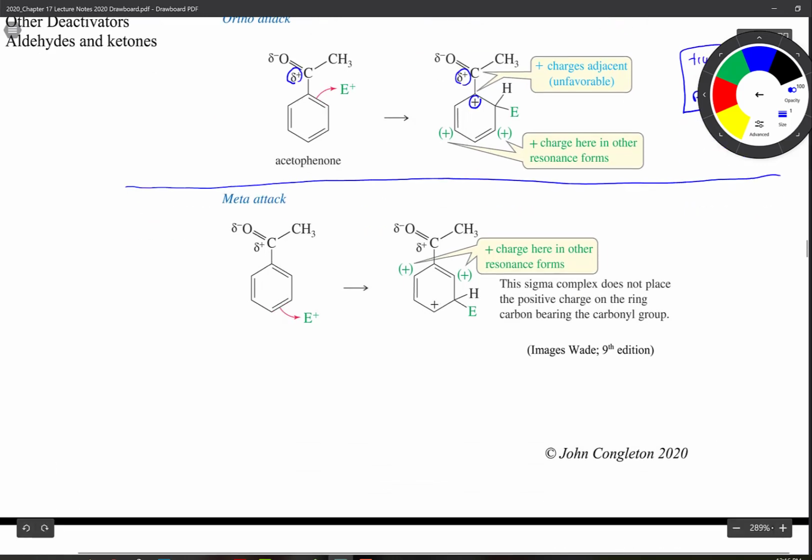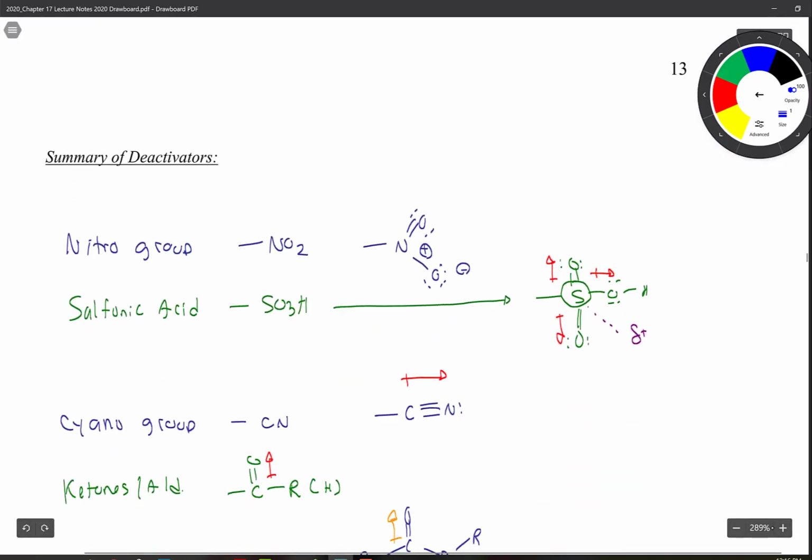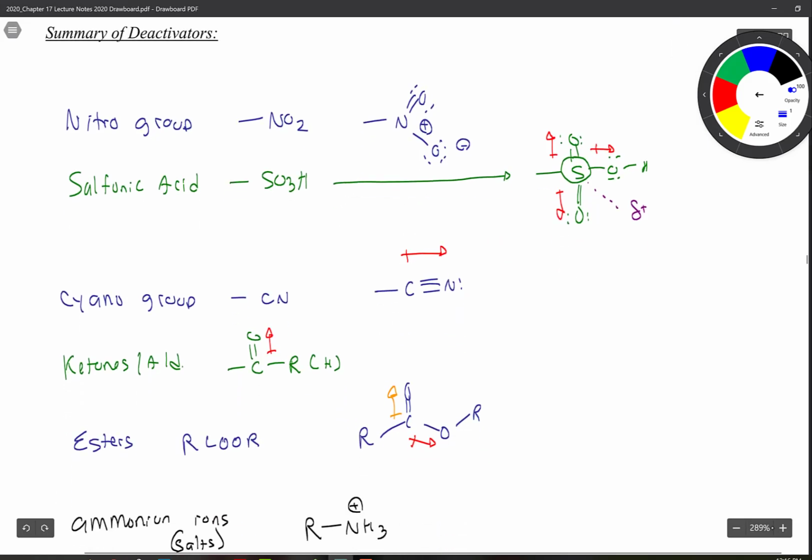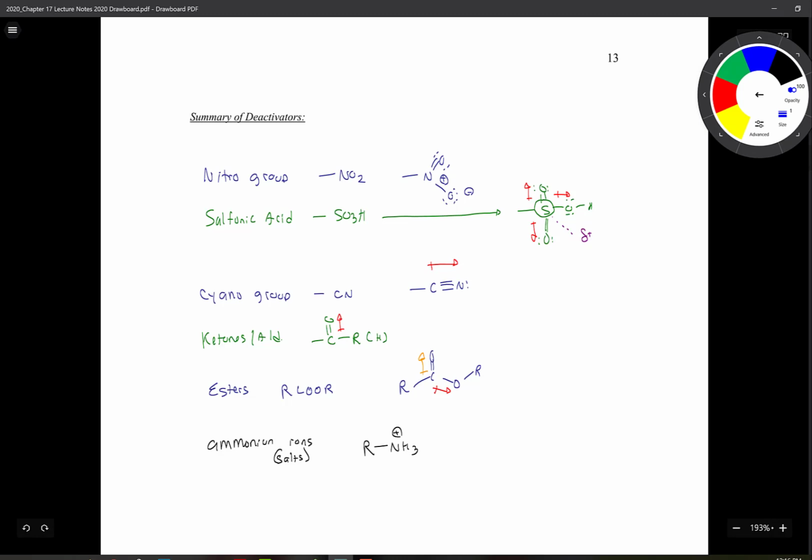Now, putting all of that together, we can look at a little summary here. It's pretty easy to remember these because all you really need to do is think of delta pluses. So what do we know? Well, we know the nitro group. We just talked about that one. That has a full plus on it. Sulfonic acids have oxygens that make that sulfur have a delta plus on it. The cyano group gives us a delta plus here. Ketones and aldehydes, same deal. Esters, delta pluses. And then, of course, anything that has just a full positive charge, like an NH3, an ammonium salt, would be true of that also.